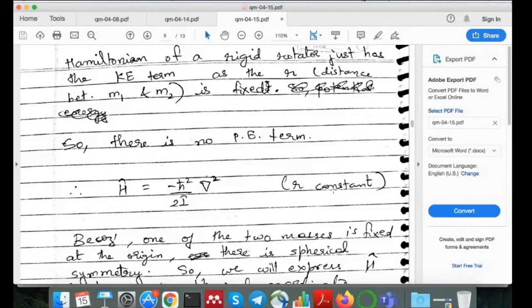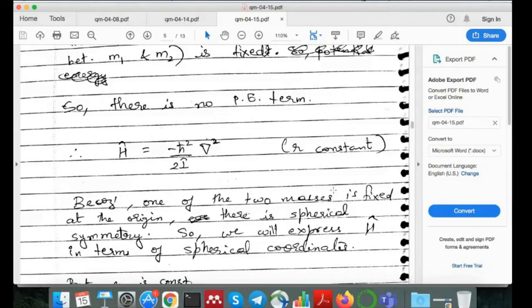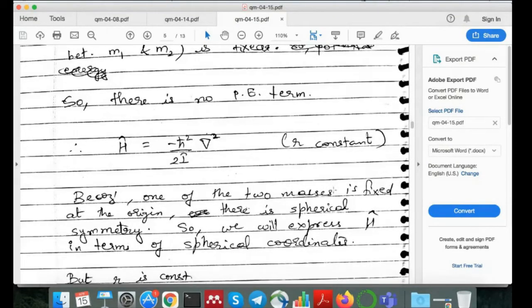And r is treated as some constant parameter. It's not a variable, it is just a constant parameter. Now, as you can imagine, this is del square and it is in 3 dimensions. Because there is spherical symmetry, because the second mass is rotating about the first mass, and the first mass is assumed to be fixed at origin, there is some kind of spherical symmetry.